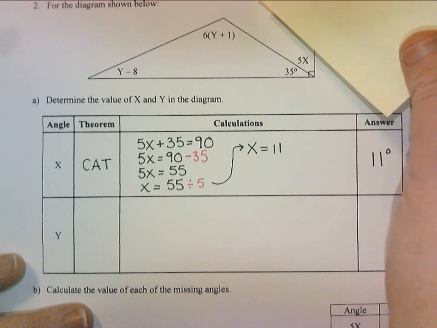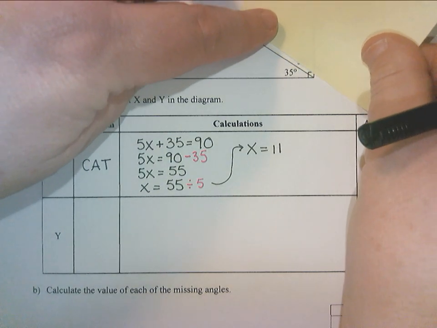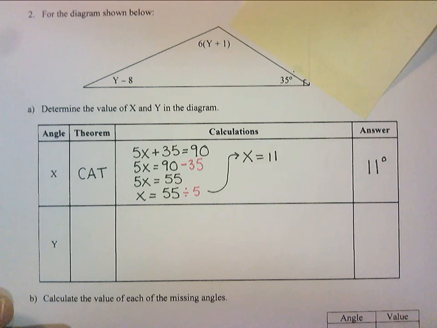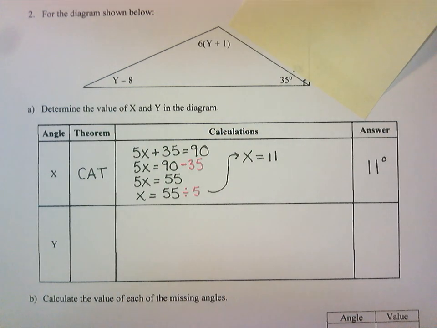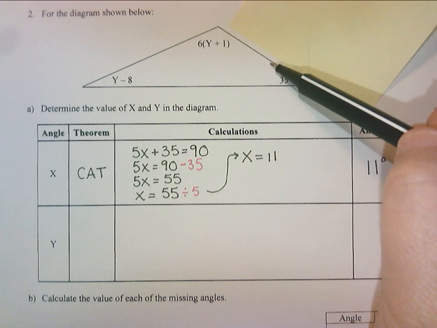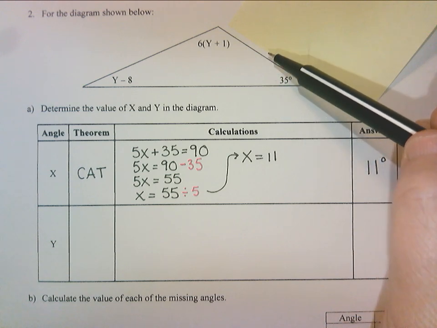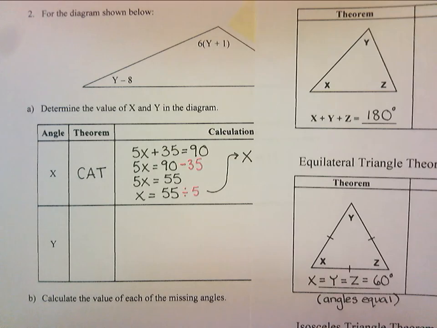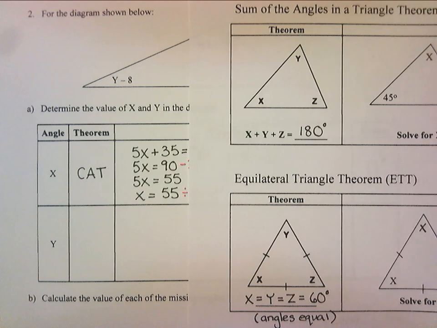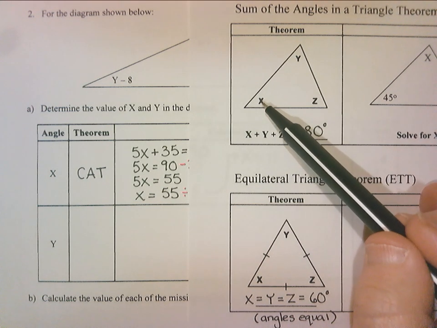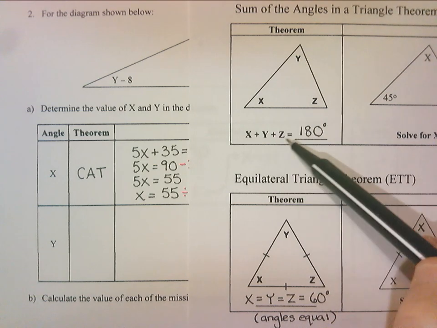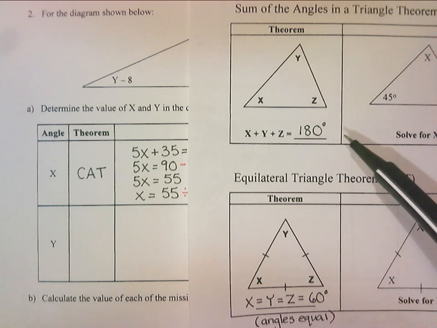Okay, now that I've done that part, I'm going to focus on the triangle. Using my triangle theorems that we learned earlier, I notice that we don't have exterior angles. I don't have any tick marks that would show that this is isosceles or equilateral. So the only triangle theorem that we can work with is our SATT, or the sum of the angles in a triangle theorem, that says that the three interior angles should add to 180 degrees.